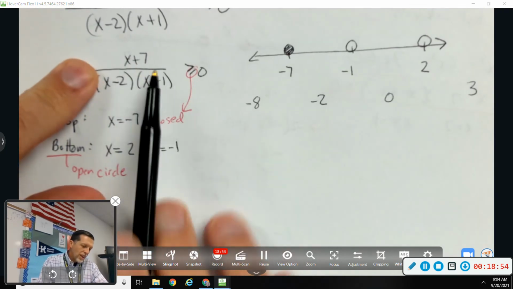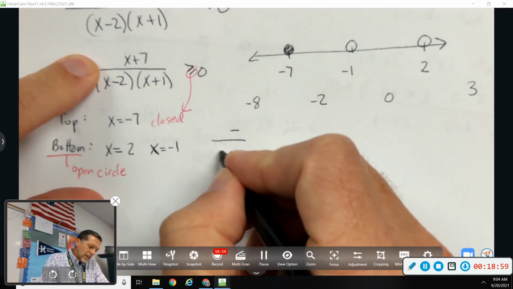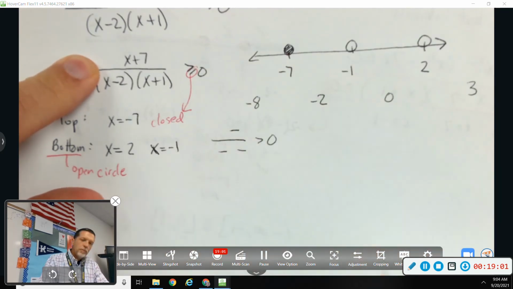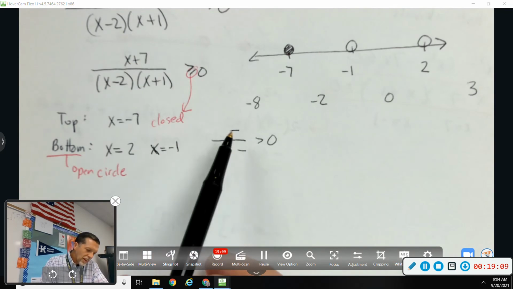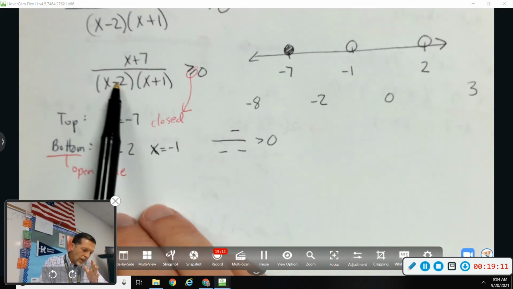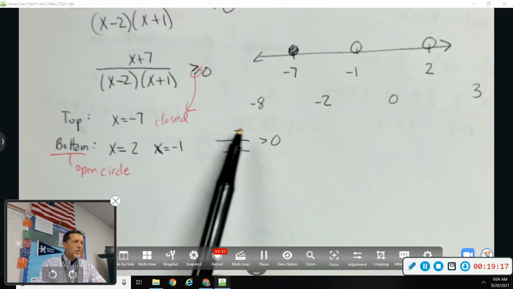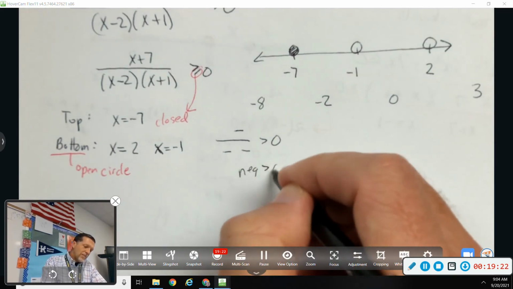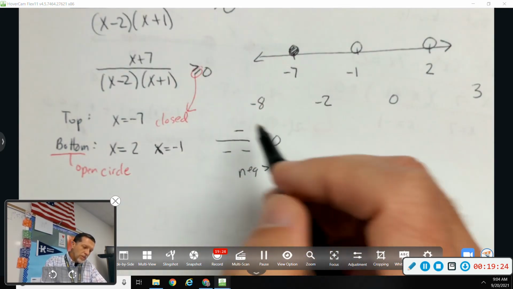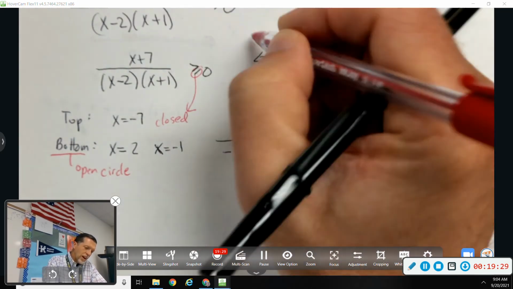So if I plug in negative 8, I get negative over negative negative. Right? Negative 8 plus 7 is negative. Negative 8 minus 2 is negative. Negative 8 plus 1 is negative. So what happens with 3 negatives? Negative. Is a negative number greater than 0, because this is a greater than problem? No, a negative number is not greater than 0, so that's a no.